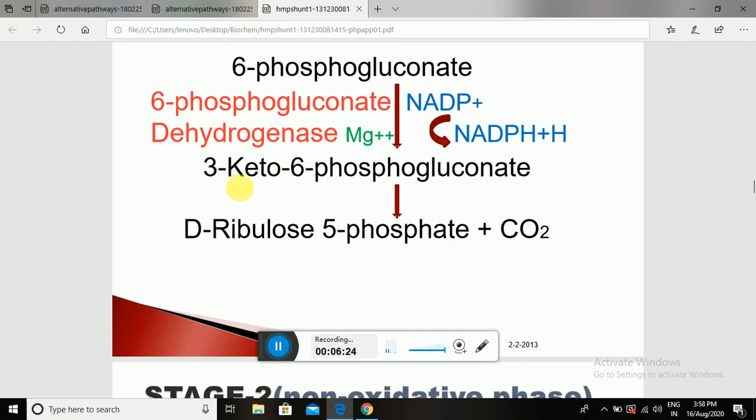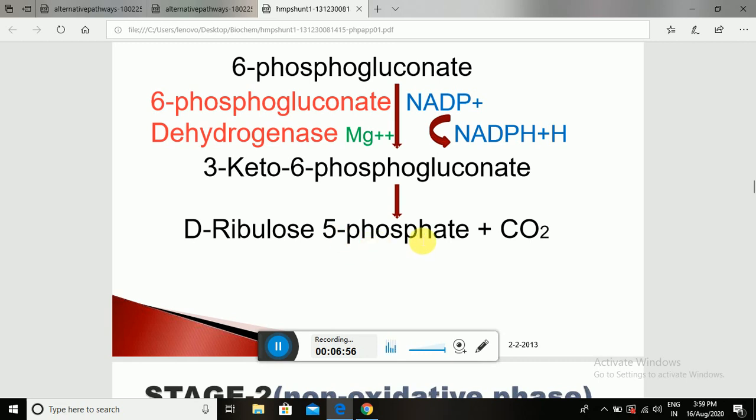The 3-keto means that at the position number three carbon, the ketonic group is present, that is a C double bond O. 6-phospho means the phosphate group is present at the position number 6. The specific 3-keto 6-phosphogluconate gets converted into D-ribulose 5-phosphate plus carbon dioxide. When 3-keto 6-phosphogluconate converts into D-ribulose 5-phosphate, D is dextrorotatory, and the 5-phosphate is at the position number 5.